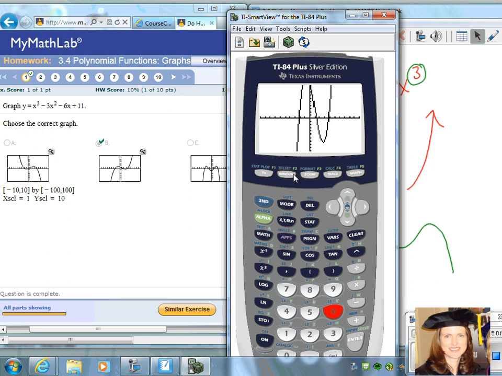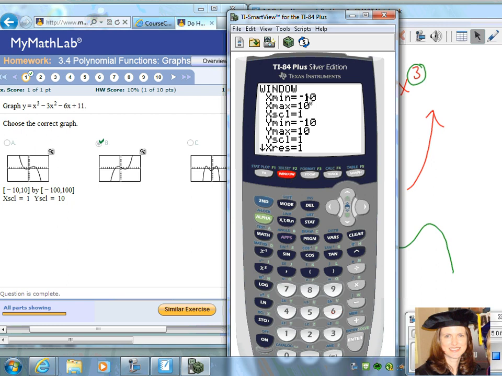Now to change that on a graphing calculator, press the window button and notice if you do a standard zoom, the x-min and x-max is negative 10 and positive 10 with an x scale of 1. That's what's showing up here on my MyLab. Now, negative 100 to positive 100, that's your y min and y max. So I'm going to change the y min to negative 100 and change the y max to positive 100. And the y scale is 10. So I'm going to change that to 10. I'm using the information given on my MyLab.